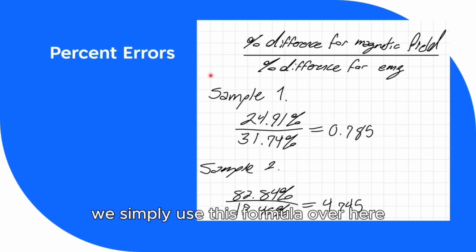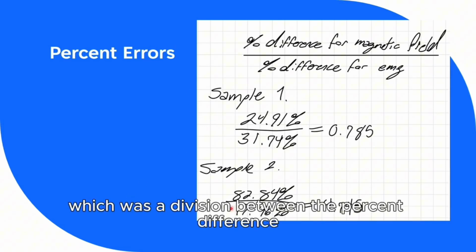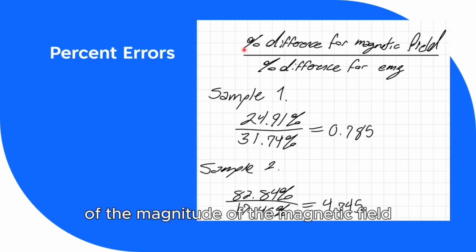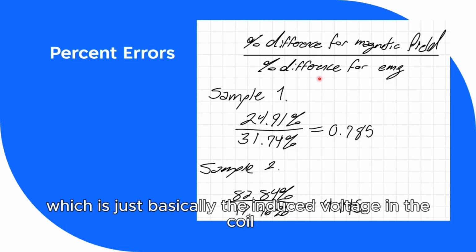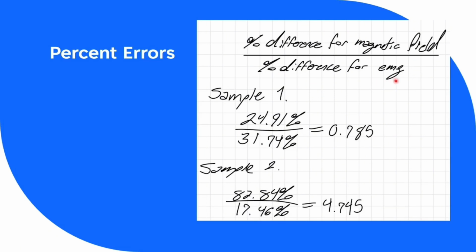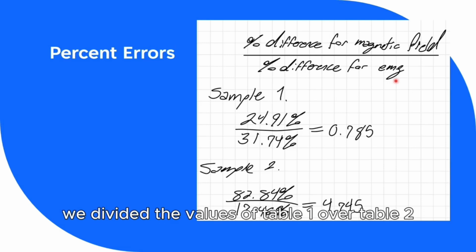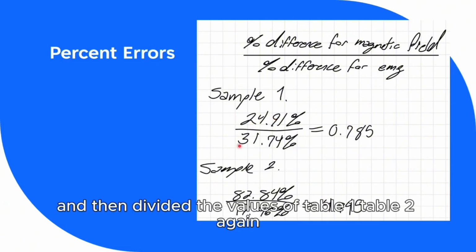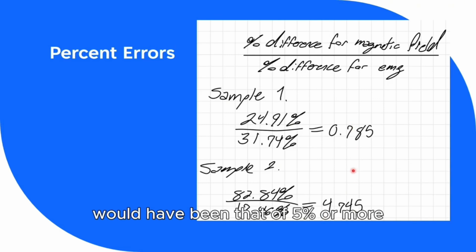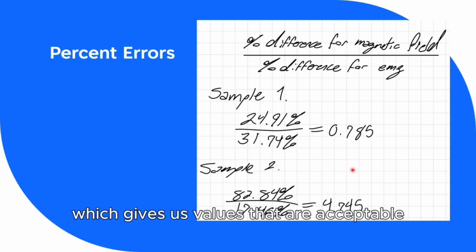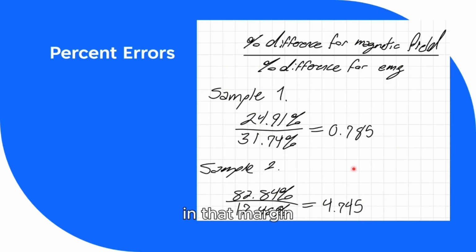Calculate the percent errors for both sample 1 and sample 2. We simply use this formula over here, which was a division between the percent difference of the magnitude of the magnetic field and the percent difference of the EMF, which is just basically the induced voltage in the coil. Using both tables before, we divided the values of table 1 over table 2, arriving at 0.785, and then divided the values of table 1 over table 2 again, 4.745. A significant percent error would have been that of 5% or more, which gives those values that are acceptable in that margin.